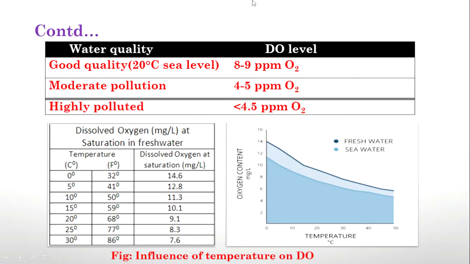This table shows the permissible limits of dissolved oxygen in water. If the dissolved oxygen is 8 to 9 ppm, parts per million, then we can say that the water is of good quality. If it is less than 4.5, we can say that it is highly polluted.